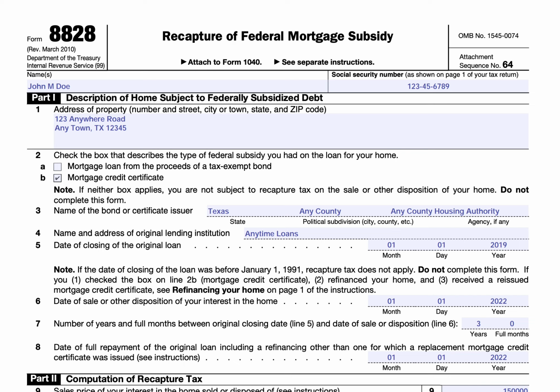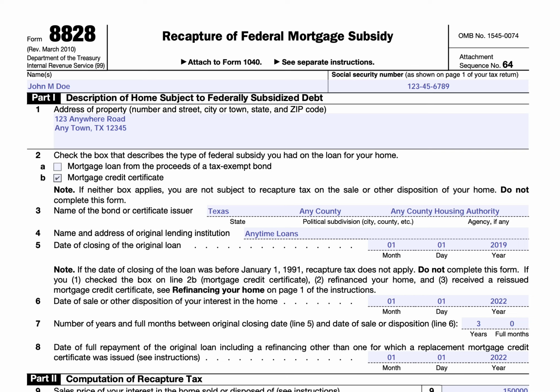We'll be going over IRS Form 8828, Recapture of a Federal Mortgage Subsidy. Taxpayers won't normally need to file this form unless they've been the beneficiary of a federal subsidy for the purchase of their home. And that type of subsidy can happen in one of two forms.